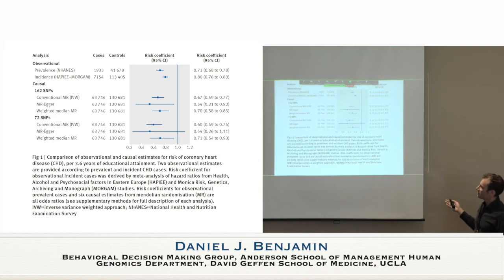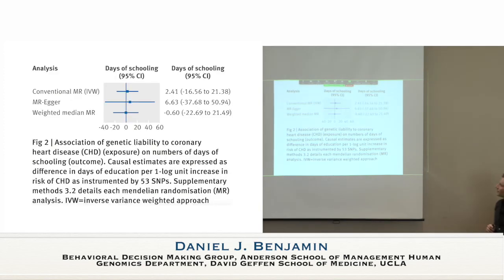And they do it. This is pretty common in these papers. They use different methods. So they show that they're getting similar estimates whether they do conventional inverse variance weighted Mendelian randomization or MR-Egger or this median-based Mendelian randomization. The estimates all look pretty similar to each other and pretty similar to the observational correlations. And then here's the effect for the other direction, the effect of coronary heart disease on education. And here the estimates are all pretty close to 0.